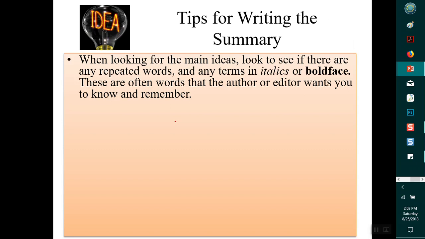So, when looking for main ideas, sometimes you'll be writing not for this class, but for other classes, where your textbook is a piece of information. Look for ideas or words that are repeated, or things in italics or boldface. A lot of times those are what an author wants you to remember. If you are doing stuff for this class and you're doing research online, look for things that have been hyperlinked.